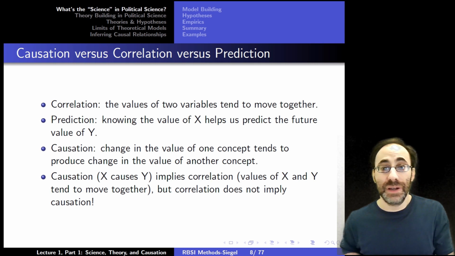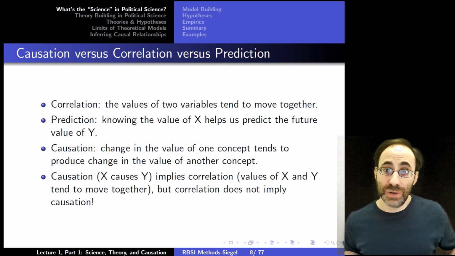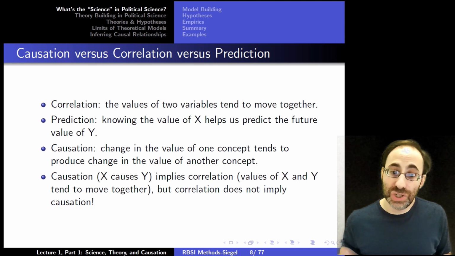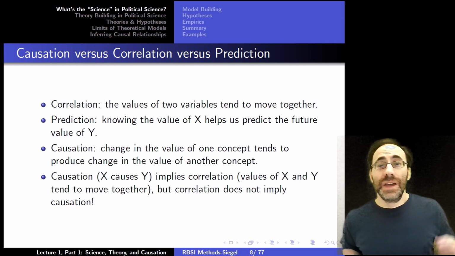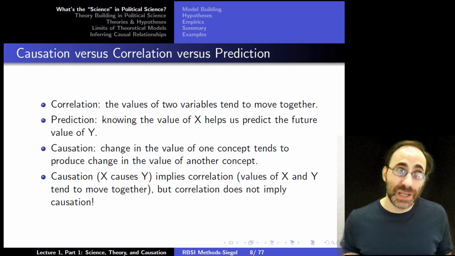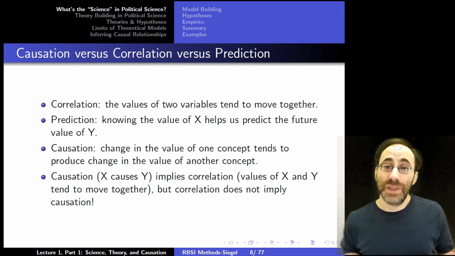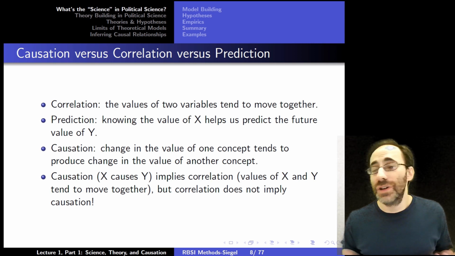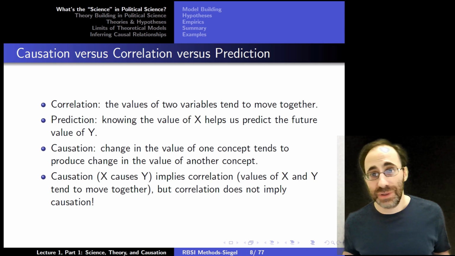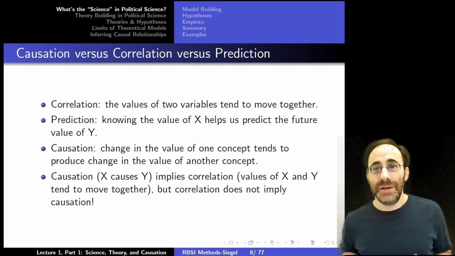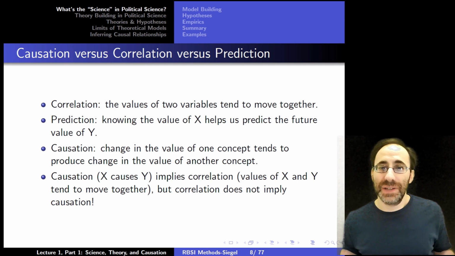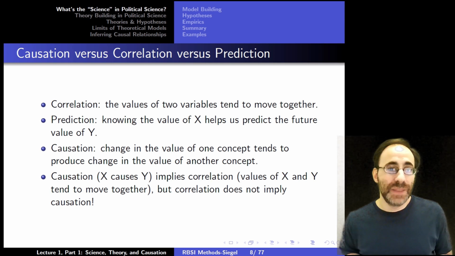Causation, the third bullet point here, is when the change in the value of some concept tends to produce change in the value of another concept. There are many situations in which you can have a correlation between two things, but there is no actual cause between those two things, right? We can see all sorts of stuff that might just happen due to chance and be correlated in some fashion that might not mean anything. And we'll go into a lot of detail on that over the course of lecture 1.